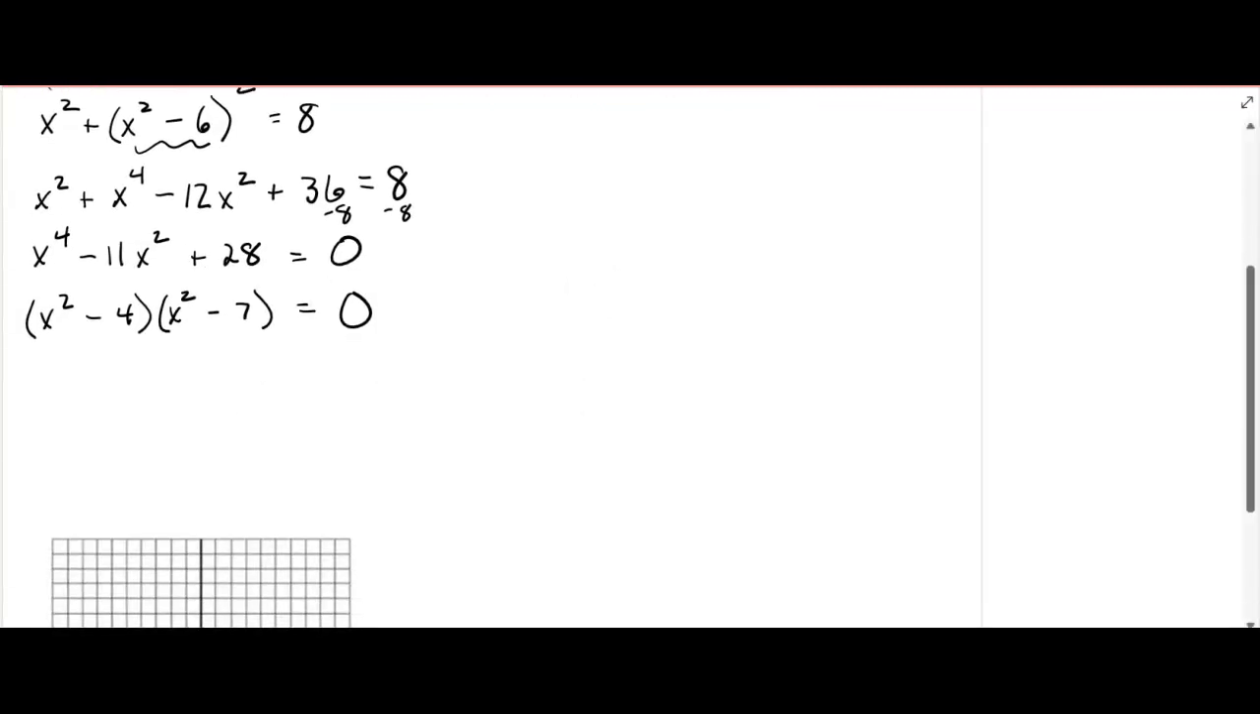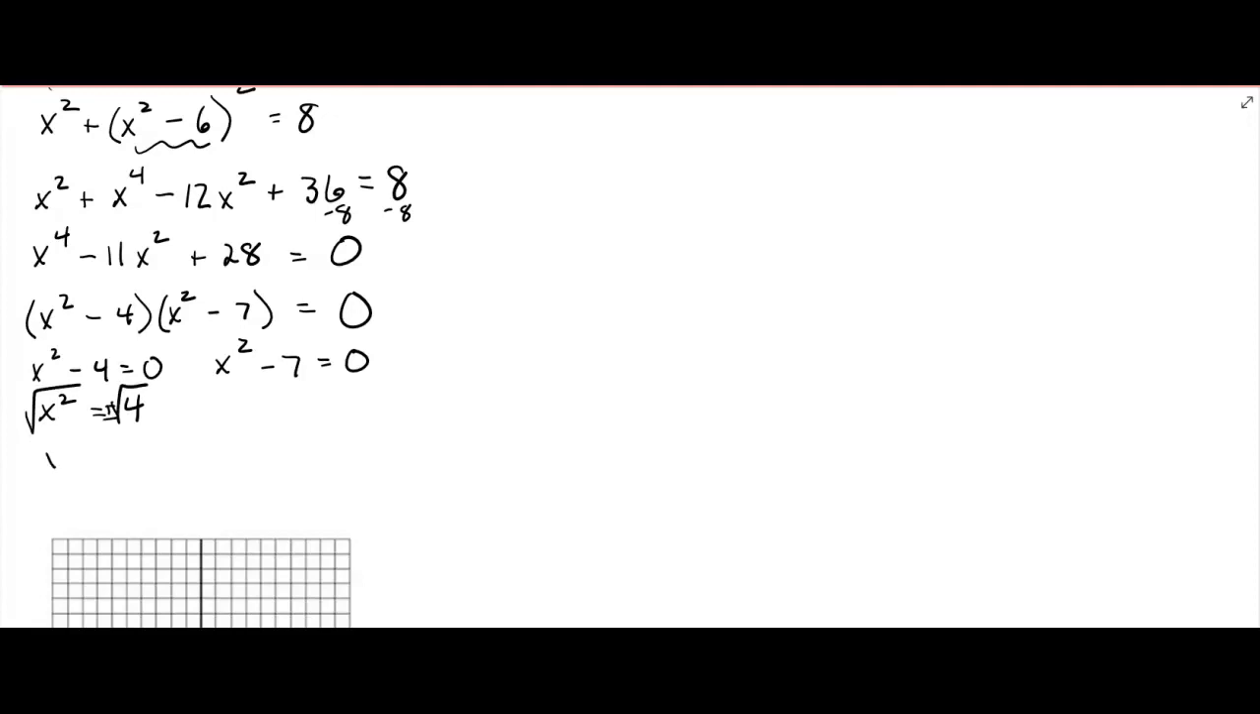Okay, so now you get x squared minus 4 equals 0, and x squared minus 7 equals 0. So this is going to be x squared equals 4. Now, when you take the square root of both sides, you have to remember the plus or minus. So you're going to get x equals plus or minus 2. And then when we do the similar thing over here, you're going to take the square root of both sides, and you're going to get x equals plus or minus the square root of 7. So you have 4 answers for x. Okay, that's great.